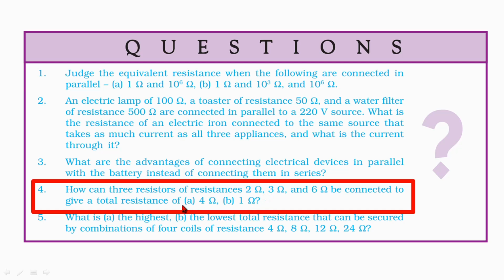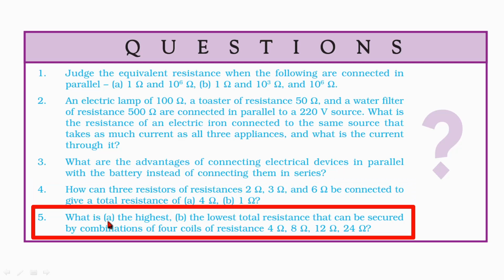So how can we make a combination of 4 ohm? We will join 6 ohm and 3 ohm in parallel combination, which gives 1 by R is equal to 1 by 3 plus 1 by 6, so R is 2. The resultant of the parallel combination is 2. Then we will add it to 2 in series combination, so it becomes 2 plus 2, 4 ohm. How can we get 1? We will connect all of them in parallel combination. So 1 over R is equal to 1 over 2 plus 1 over 3 plus 1 over 6, which comes to 1.